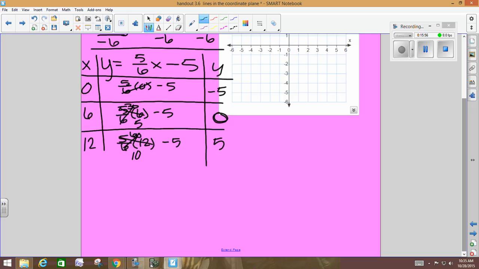So you have 3 ordered pairs again. We get (0, -5), (6, 0), and (12, 5). This time you're going to have to go out 12 on your x-axis, but you only have to go up 5 and down on the vertical ends. Clean.